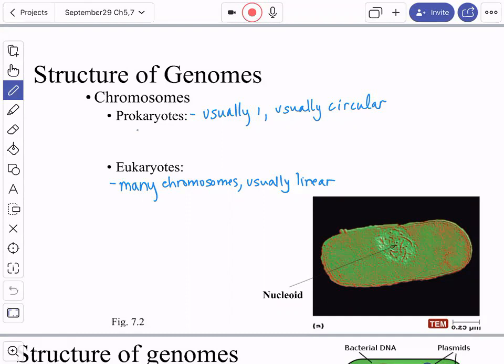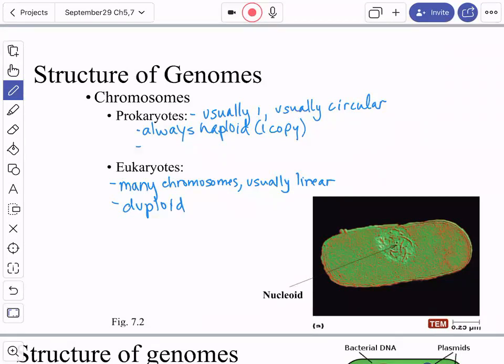The prokaryotic chromosomes are always going to be haploid. Okay, so that means 1 copy of each gene. And of course, eukaryotes are always diploid. We have 23 pairs of chromosomes.